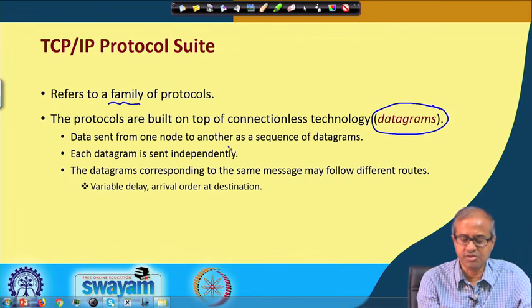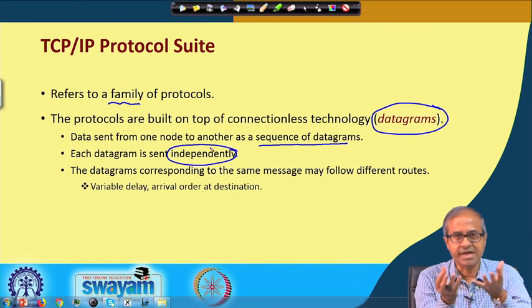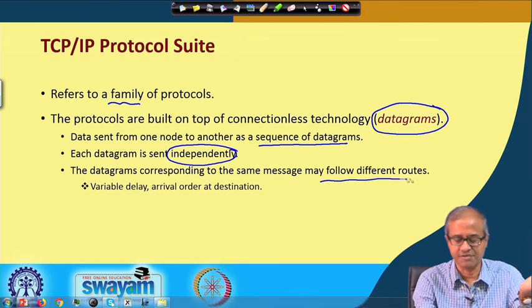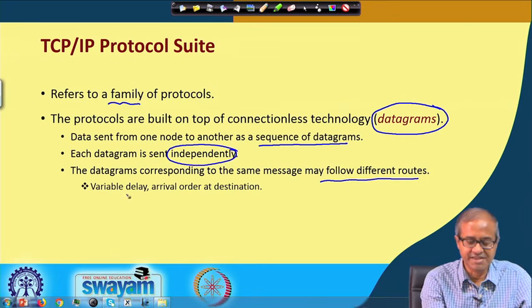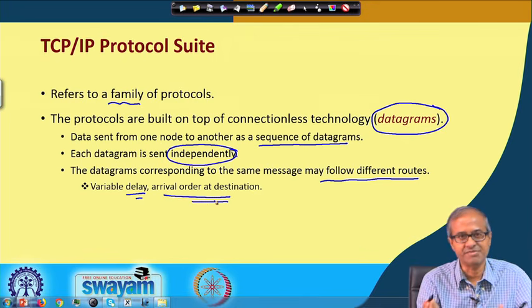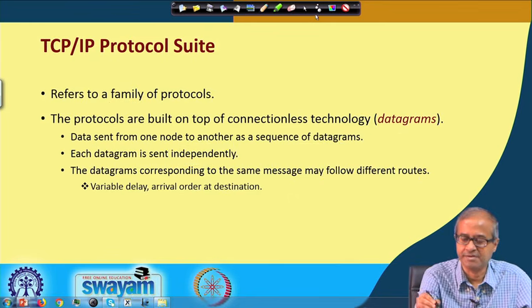So, all these things we have already discussed earlier. Datagrams are sent independently from one node to another as a sequence of datagrams, they are all independent, okay? And the same message can be broken up into several packets, and each of these packets or datagrams may follow different routes. So, delay may be variable, and the arrival order at the destination may be different. This we have already discussed earlier. Okay? All right.